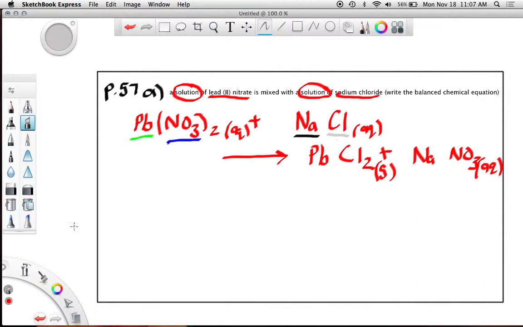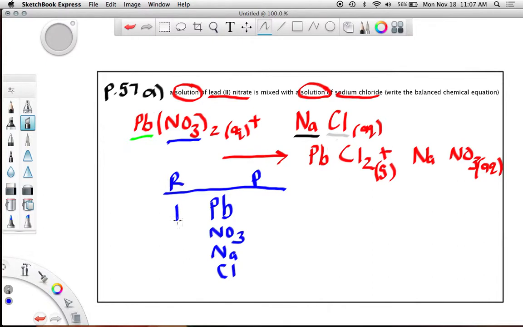I'm going to change the color here. Let's balance in blue. I've got lead. Since nitrate is the same here and here, I can balance the whole group together. Sodium and chlorine. This is the reactant side. This is the product side.